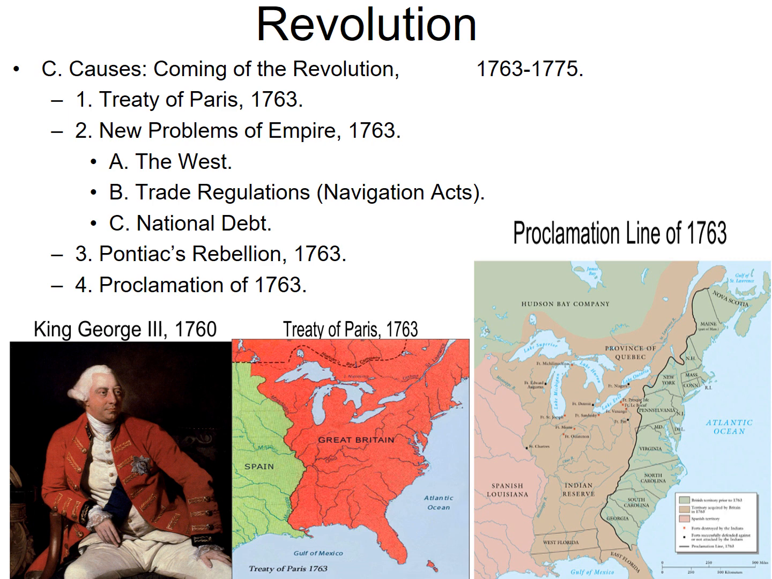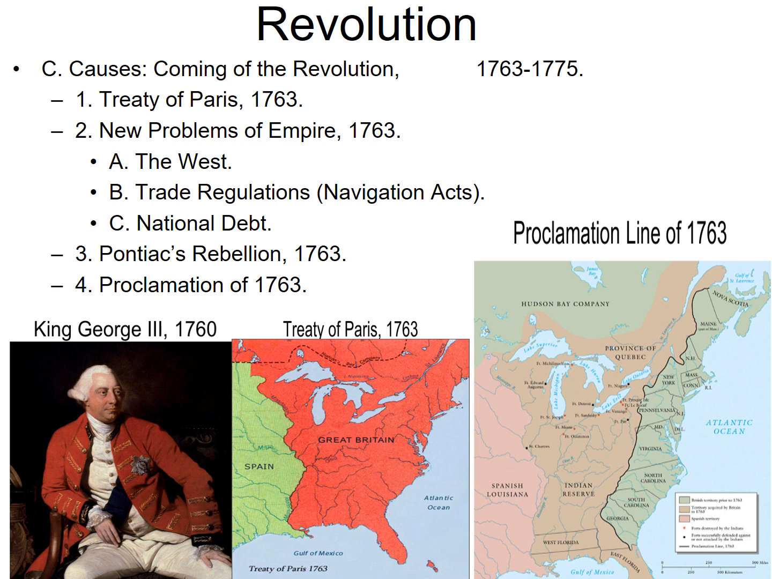Okay, so the Treaty of Paris 1763 is a huge blessing for the British. They win the French and Indian War, they take over all that land, but they have all these problems coming out of it with the problems out west with natives, trade regulations with the New England areas, and then the skyrocketing national debt as a result.